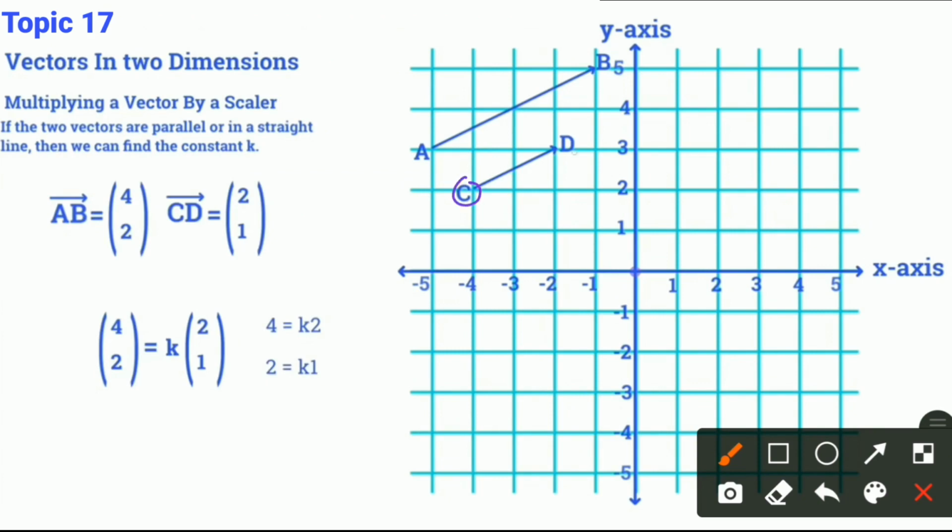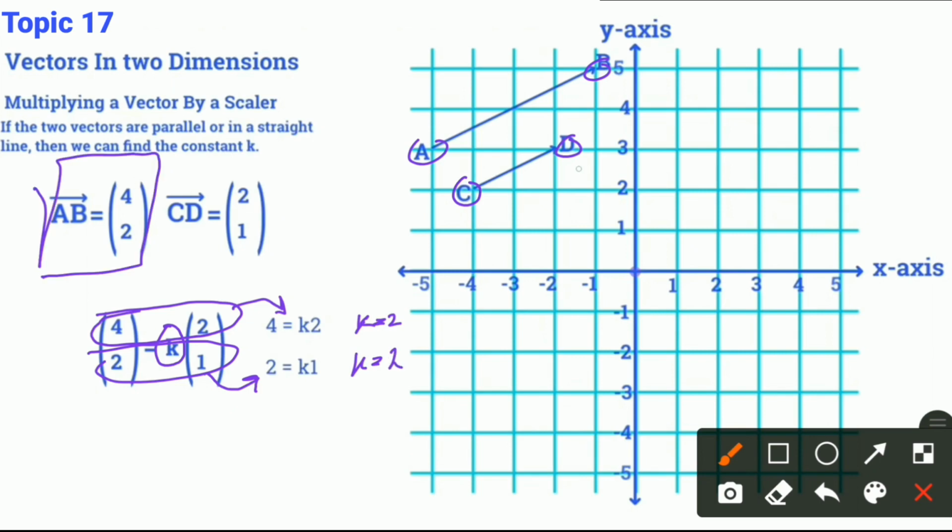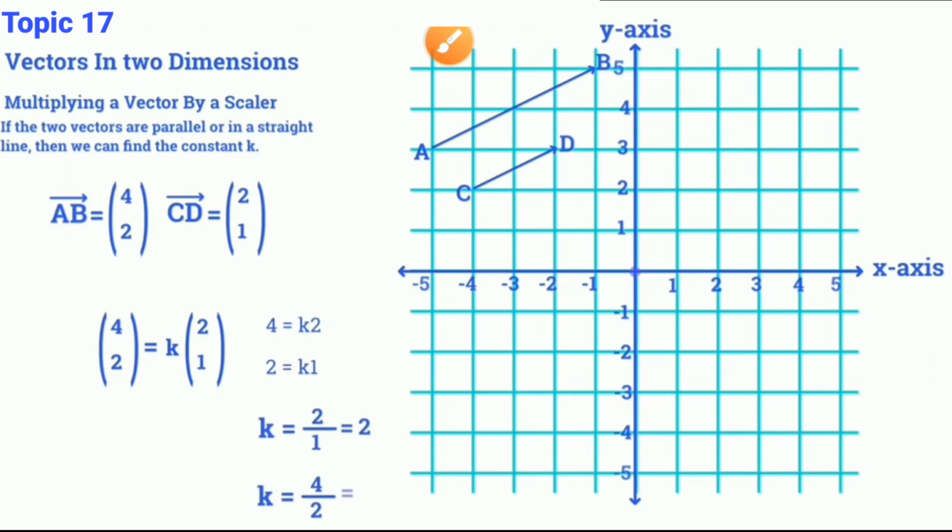Let's say that we have the vector CD and the vector AB. What is the ratio between these two? Knowing the ratio, we can use the constant k and make each equal, for the x-axis and y-axis. So 4 equals k times 2 and 2 equals k times 1, and if you do the division, we get the value 2. So the vector AB is 2 times CD. In order for CD to be as large as AB, it needs to be multiplied by 2 to look like vector AB.